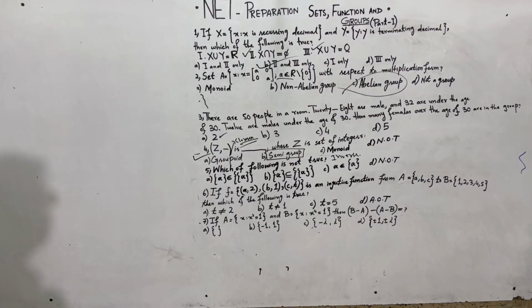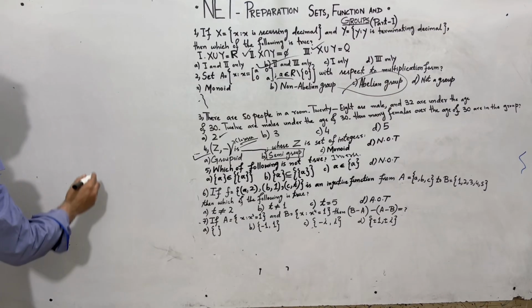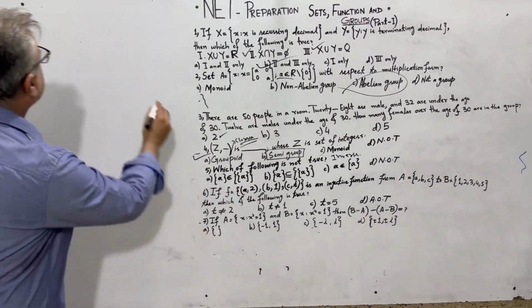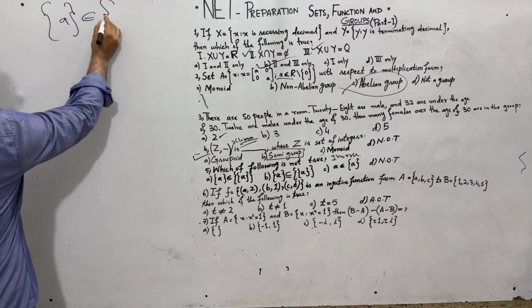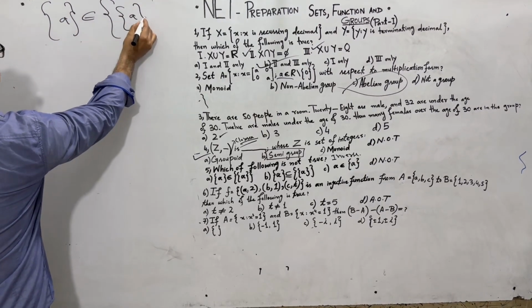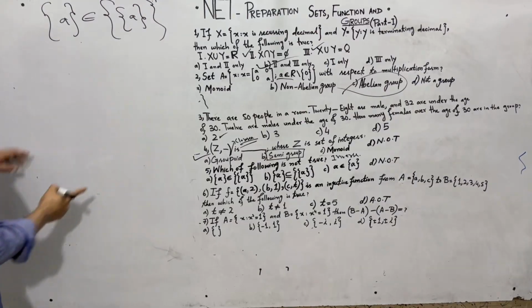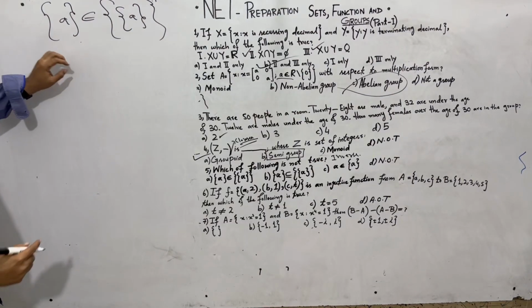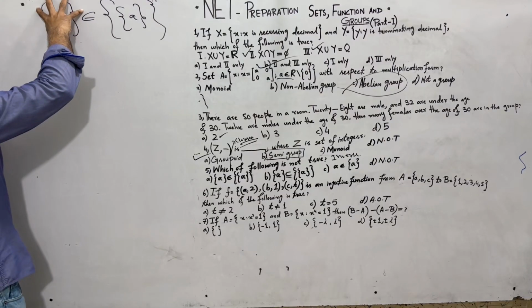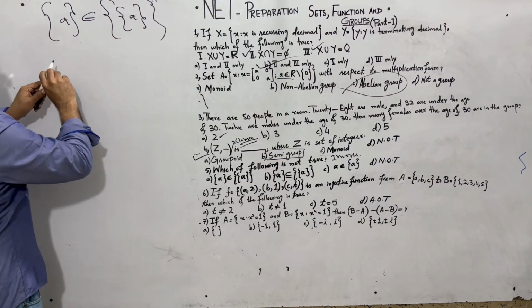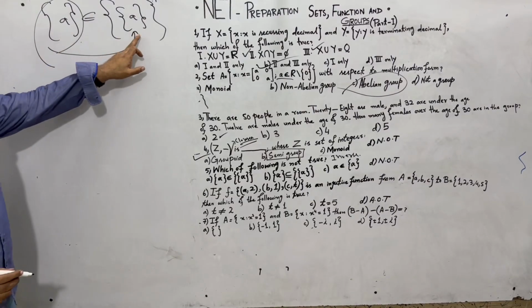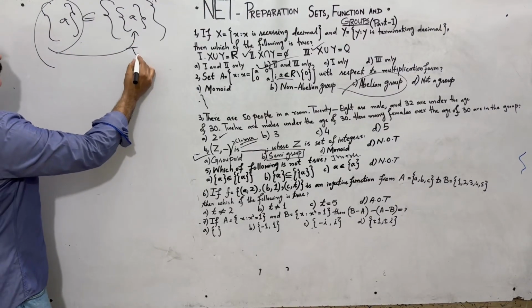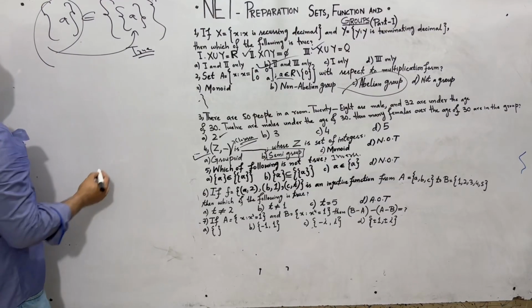Which of the following is not true? Set A belongs to itself, a set where A is its member. It's true, because this complete set lies here. It is a member here. Yes, it is true. We are asked to find what is not true.